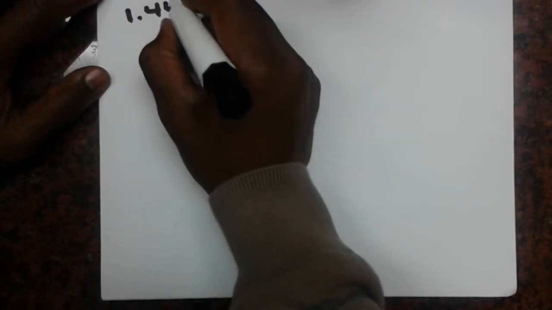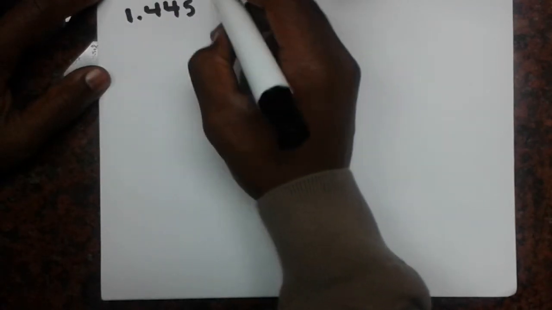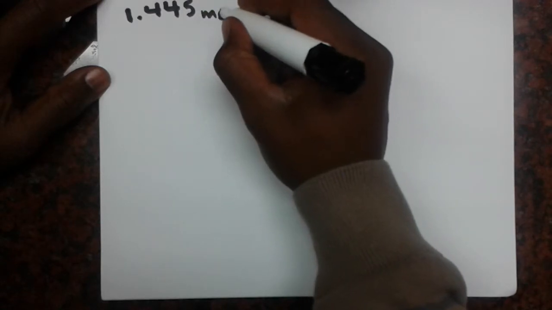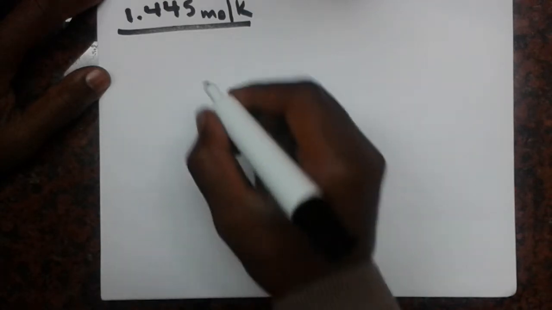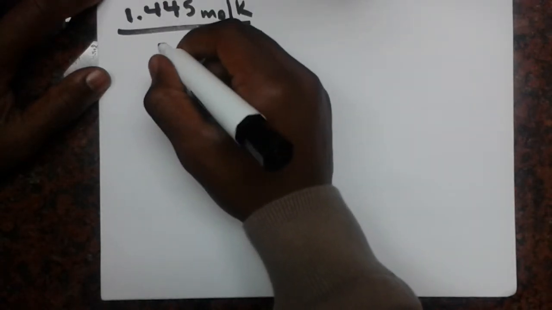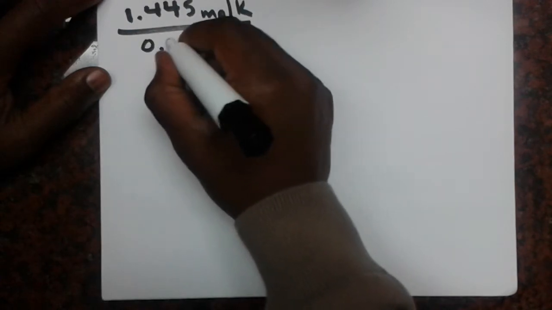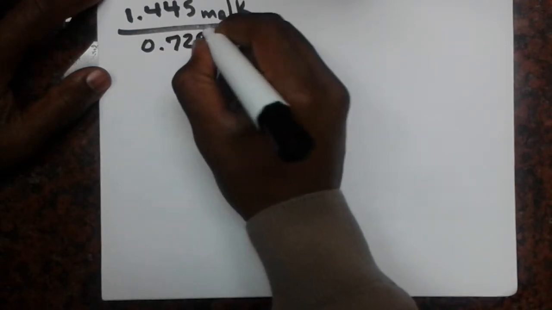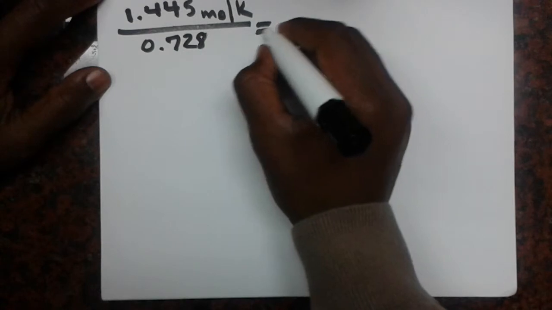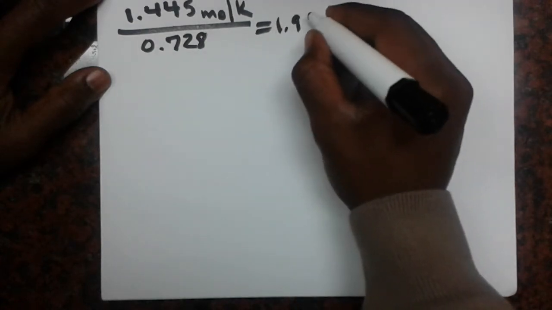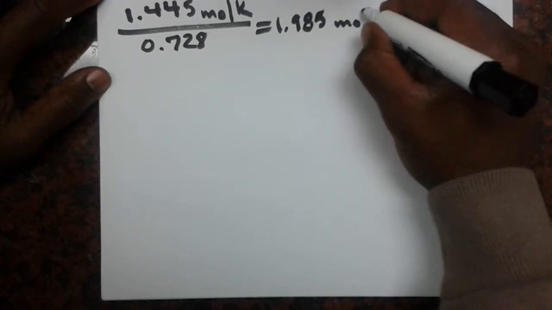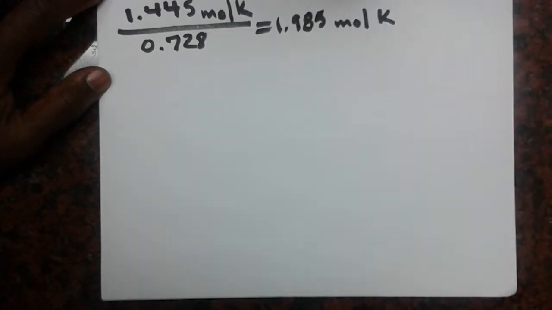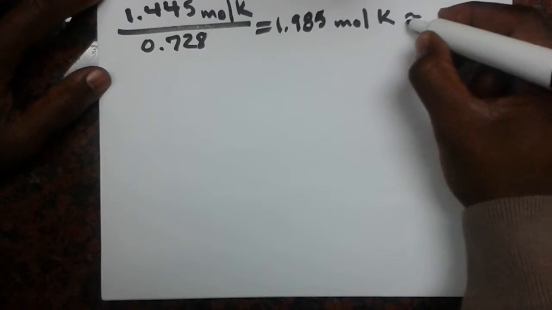I'll begin with potassium. 1.445 moles of potassium divided by 0.728, and this equals 1.985 moles of potassium. As you can see, this is approximately 2.